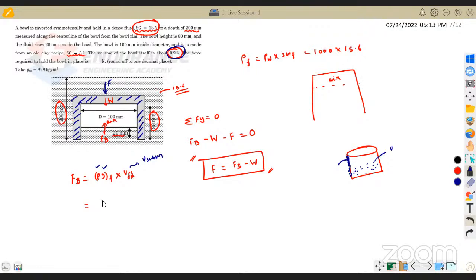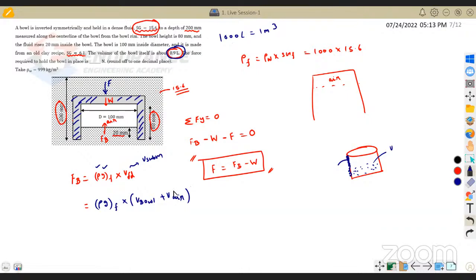So rho g of the fluid, which we know, and the volume of the fluid displaced, which is nothing but the volume of the submerged body, is nothing but the volume of the bowl plus the volume of the air. So we need to consider both. The volume of the bowl is 0.9 liter. I can convert it into meter cube. 1000 liter is equal to 1 meter cube, so 1 liter will be 10 to the power of -3. So 0.9 into 10 to the power of -3.